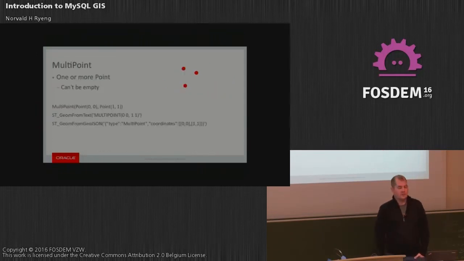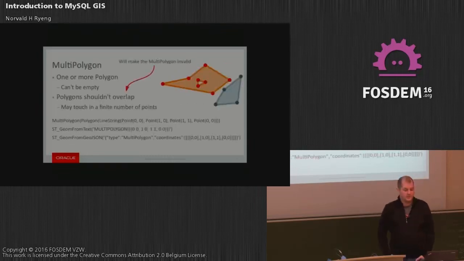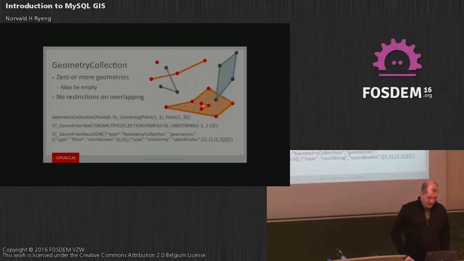Multipoint is a collection of points. Multi line string is a collection of line strings. It's kind of nice. Multi-polygon is a collection of polygons, but they really shouldn't overlap. They can overlap. We'll store that. We won't have a problem with that, but you can't really calculate a lot of stuff if they do. We have a function to check if it's geometrically valid, I'll talk about that later. It limits what you can do if it's not.